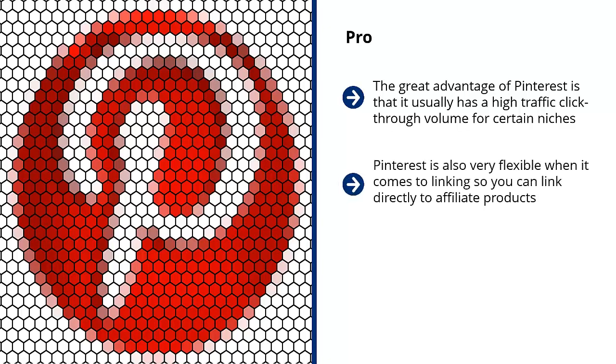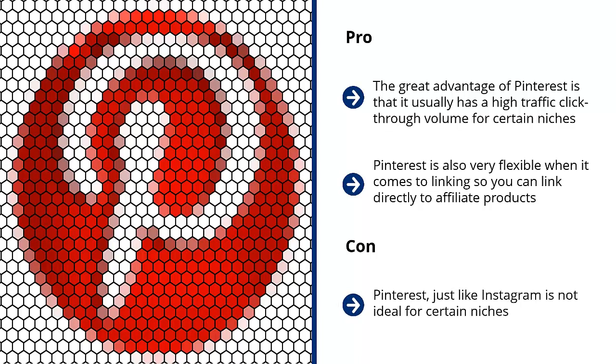Pinterest is also very flexible when it comes to linking, so you can link directly to affiliate products. Ideally, you should link to your squeeze page or to content that encourages people to join your mailing list. Con: Pinterest, just like Instagram, is not ideal for certain niches. You need to do some heavy initial research for your niche on this platform.